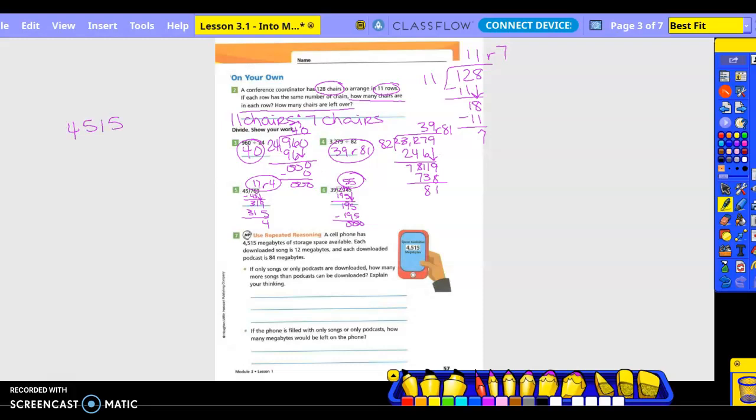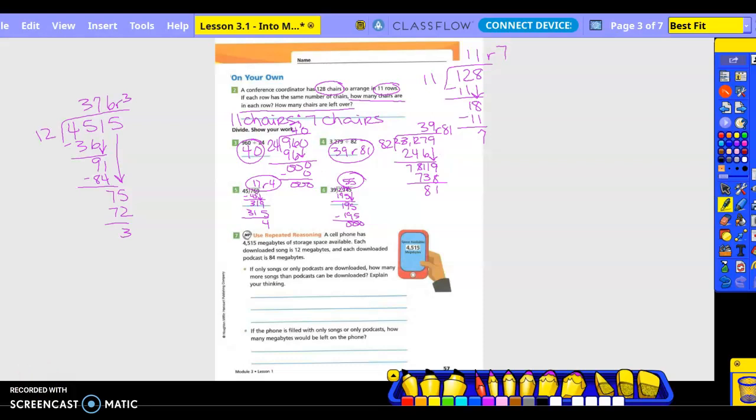4,515 divided by 12. Okay, 12 goes into 45 how many times? 3 times, minus 36. 9, bring down the 1. So 7. Minus 84. 7, bring down the 5. How many times? So what is that? 3. So remainder 3. Okay.